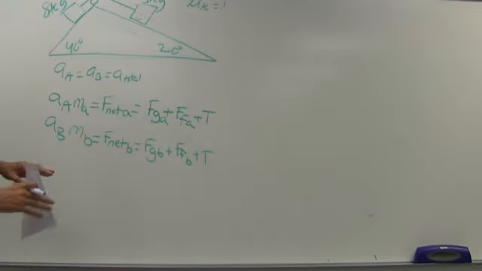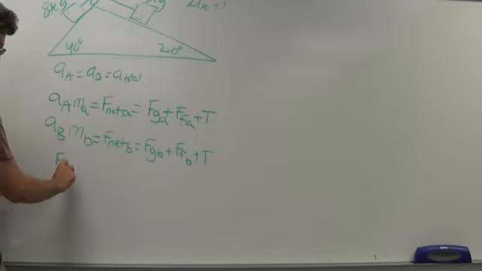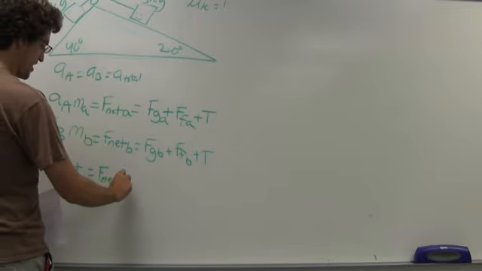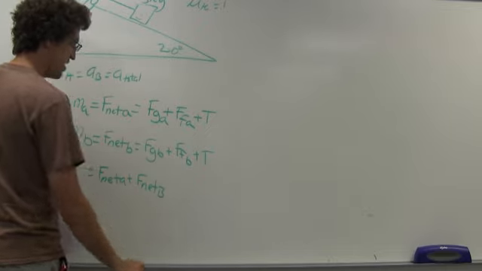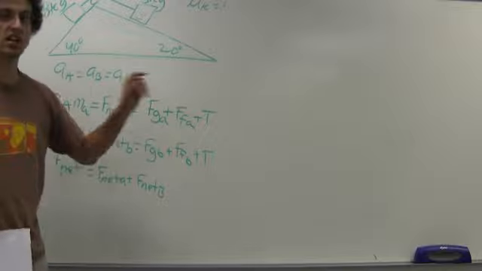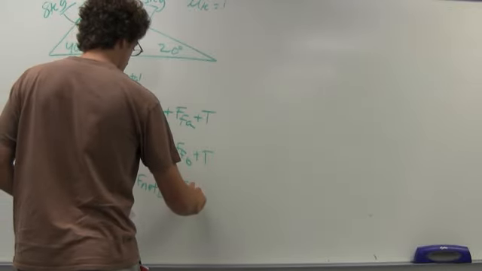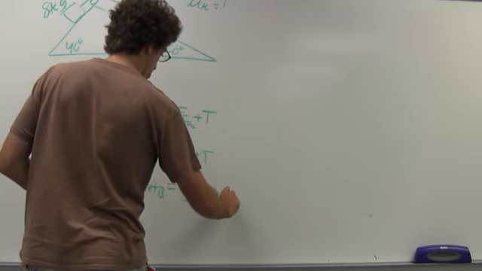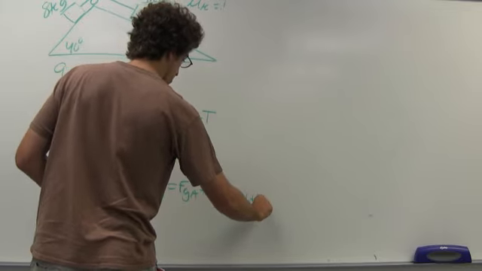Alright, so let's get started. Now, we also know that F net on both of them together is going to be equal to F net on A plus F net B. Now, it just so happens that because the two tensions are going to cancel each other out, they always do, we get FGA, force of friction A, plus FGB, force of friction B.